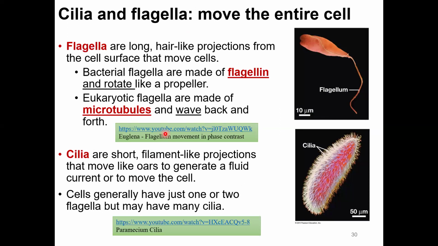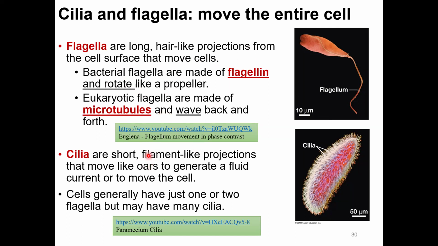Now we have cilia and flagella. They allow the entire cell to move around. Flagella are long hair-like projections from the cell surface that move cells. The bacterial ones are made of flagellin and rotate like a propeller, whereas eukaryotic ones are made of microtubules, which go back and forth rather than rotating.